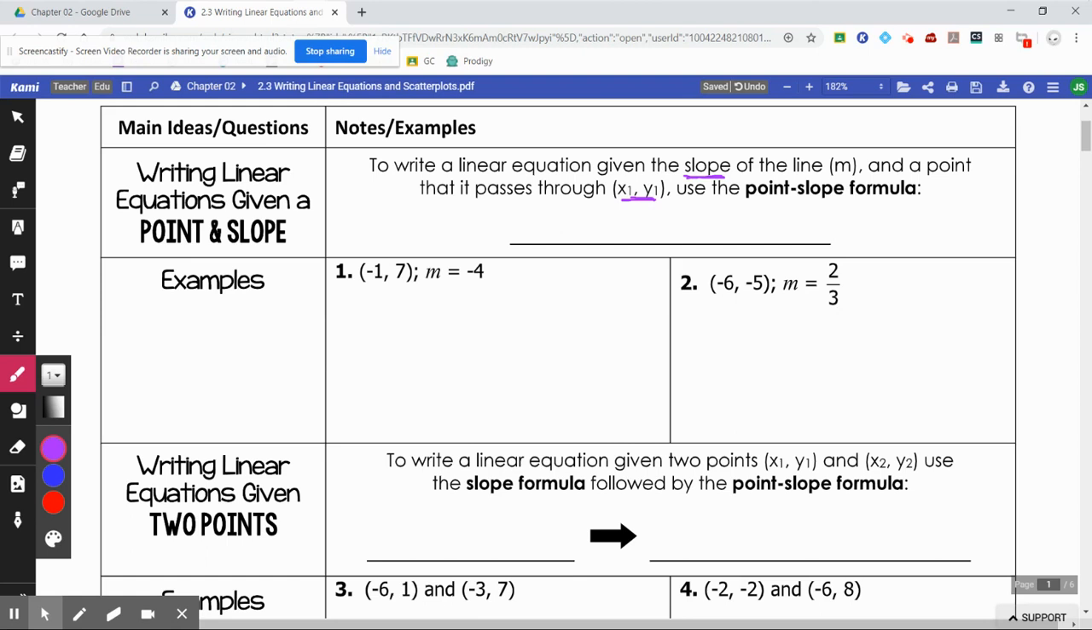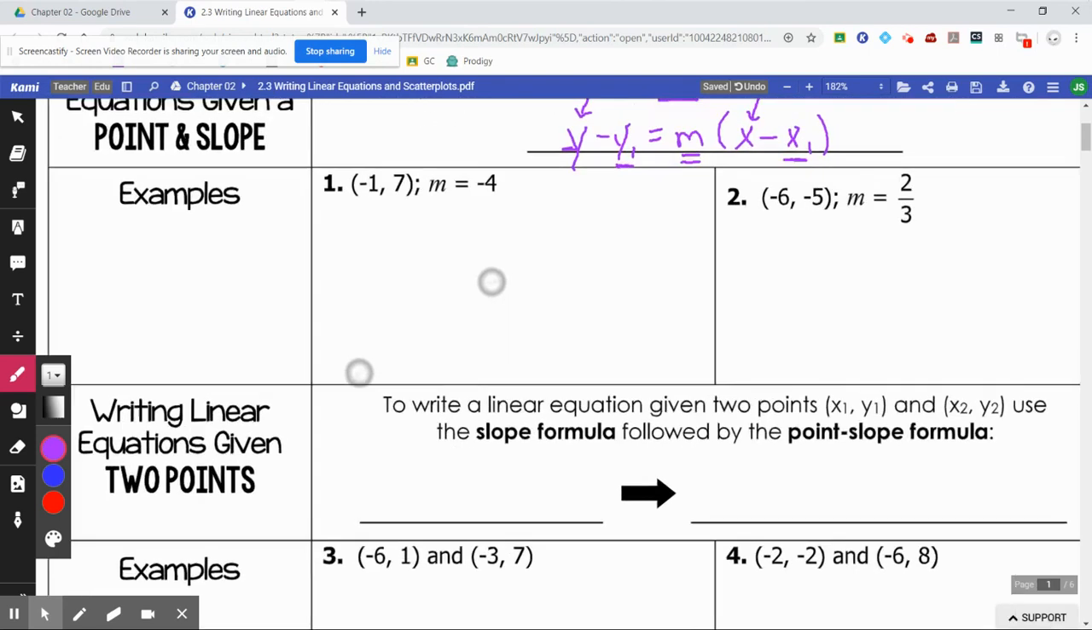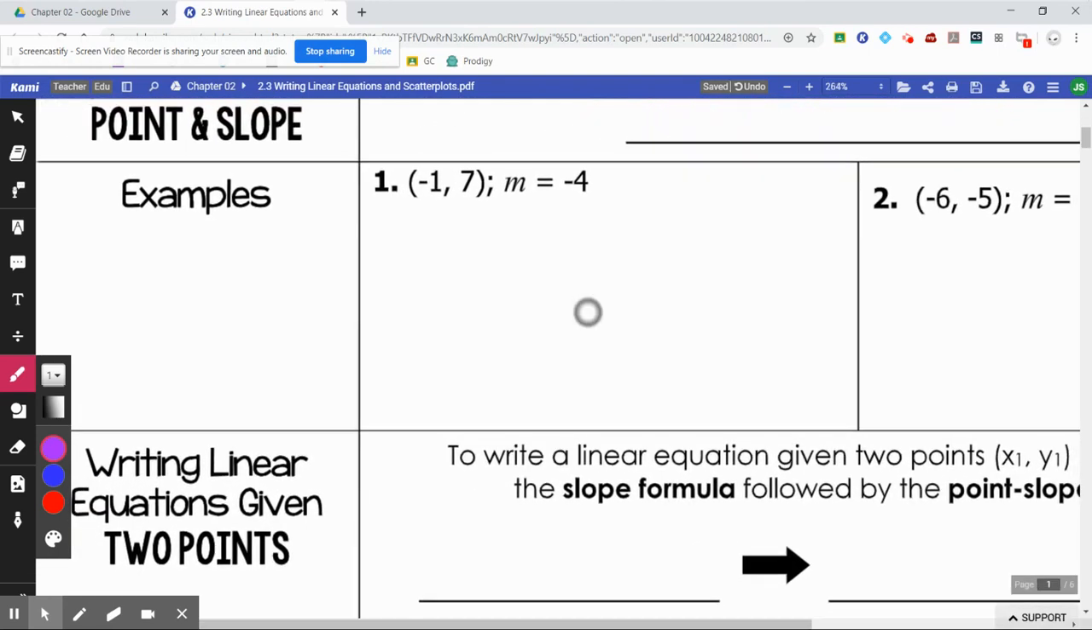Then we're going to use what's called the point slope formula. Our point slope formula says that y minus y1 is equal to m parentheses x minus x1. So what we're going to do is take this formula and plug in an x1 and a y1, which will be our point. We're going to plug in an m, which is our slope. You're going to leave this y, leave this x, clean it up, and that's going to be the equation of that line.